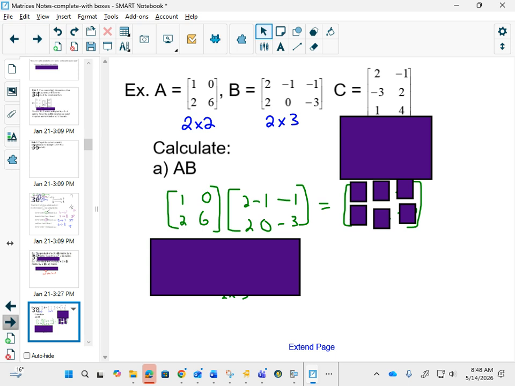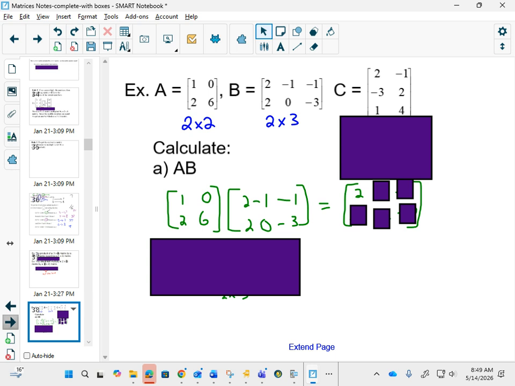If I wanted to find this one right here, this is row 1, column 1. So I would take 1, 0, turn it on its side, crash it into the 2, 2. 1 times 2 is 2. 0 times 2 would be 0. Pick up the pieces and you would get just 2 there.